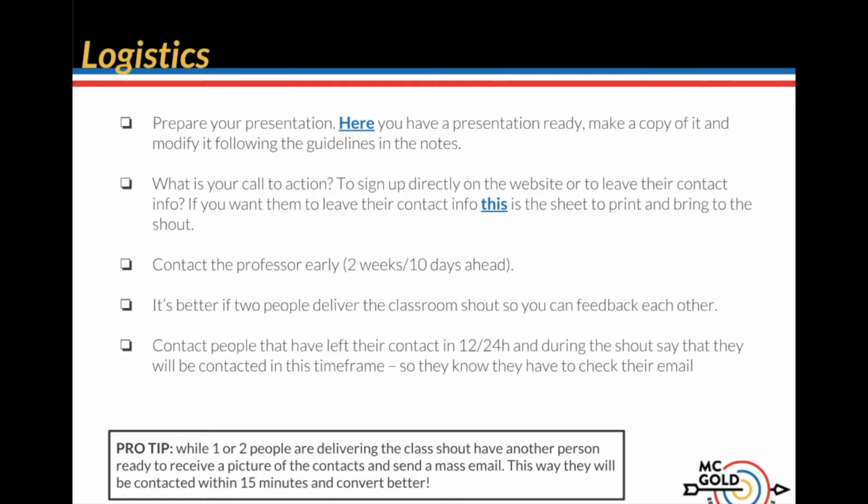So they were contacted in 15 minutes. And we noticed that when we were doing this, that was super fast. The open rate of the email was very, very high, and so was the number of people that then were actually signing up or responding to the email.